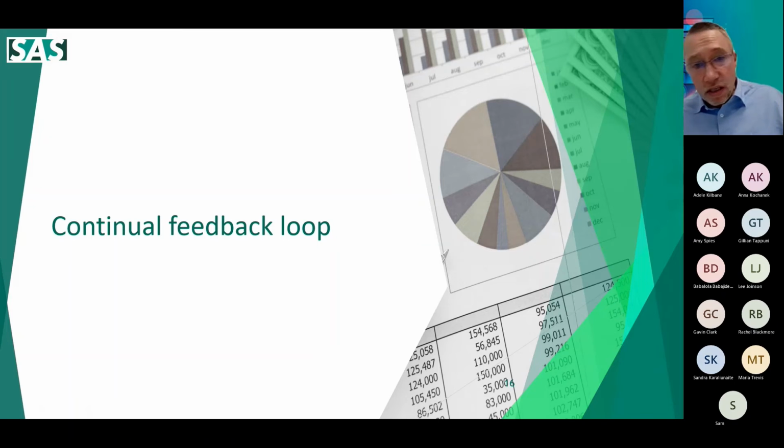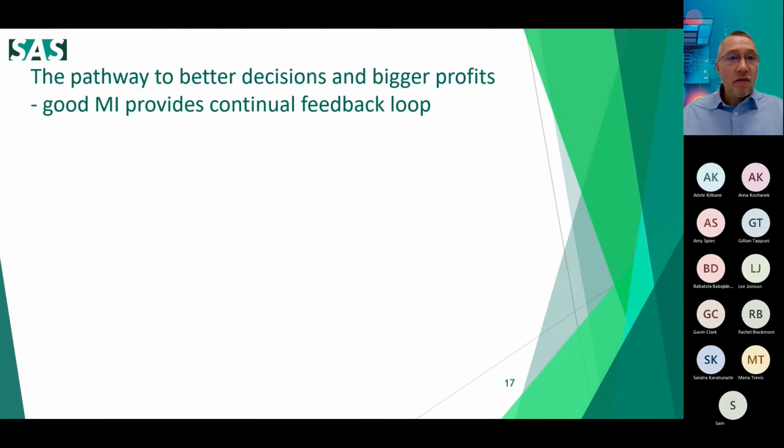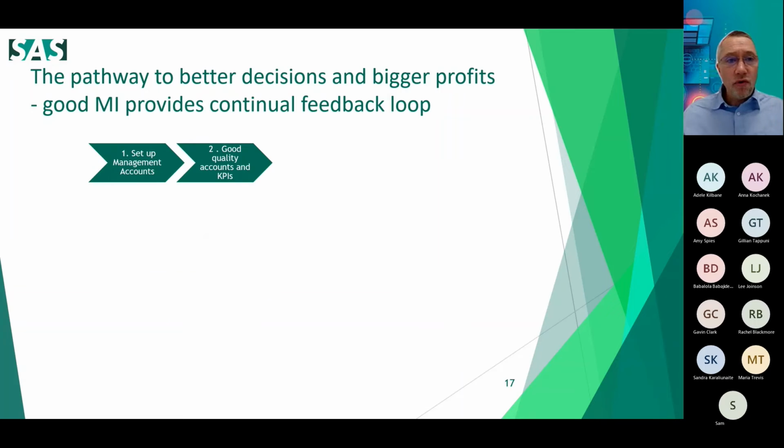So let's move on to the continual feedback loop. This is the last bit of the session, and let's cover off why that helps you make better decisions and bigger profits. Well, let's see what you first have to do initially. You need to set up your management accounts as we suggested, and you need to maintain that on a regular basis.